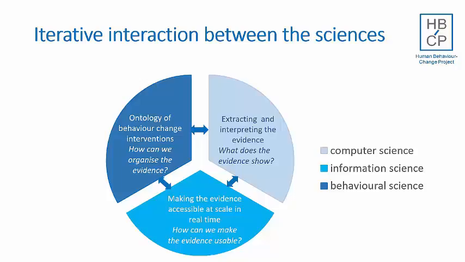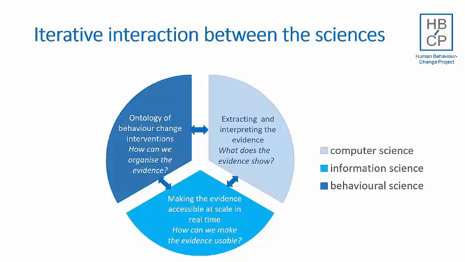Computer science is going to extract and interpret the evidence. What does the evidence show? What does it mean? And finally, information science is going to make this information accessible in real time and at scale. How can we make the information usable?